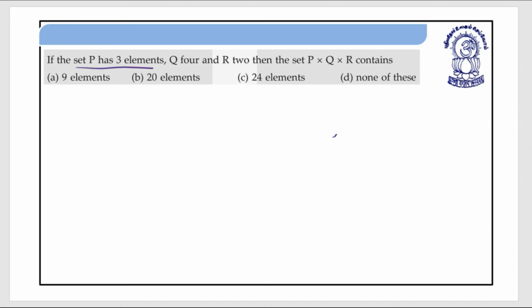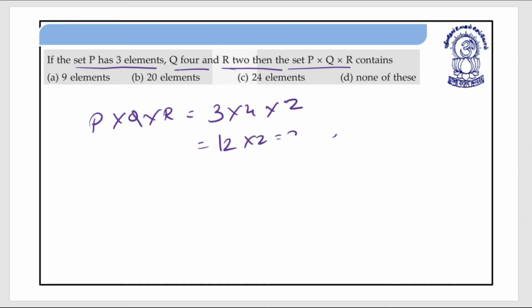Next question. If the set P has 3 elements, Q has 4 and R has 2, then the set P cross Q cross R means 3 into 4 into 2. 12 twos are 24. So 24 elements, that is the answer.